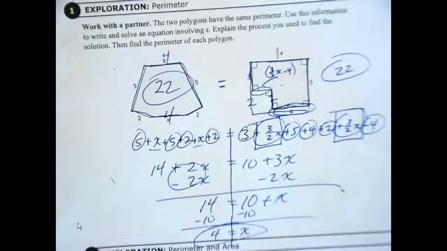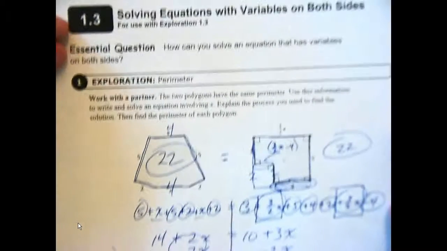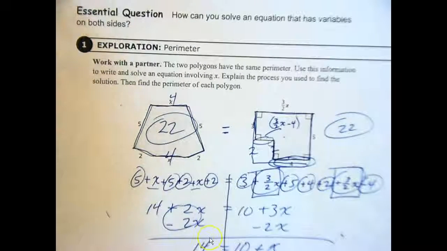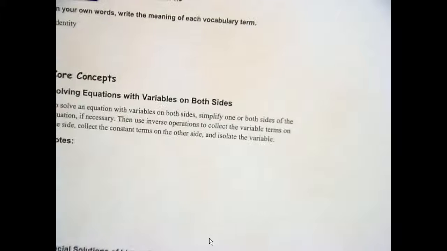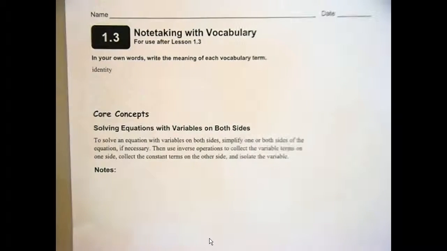Very good. All right. So today we're dealing with variables on both sides of the equation. The key to solving those is to collect the variable on the same side first. You'll notice that on the next page, go ahead and turn your journal there. Okay, turn to page 14.